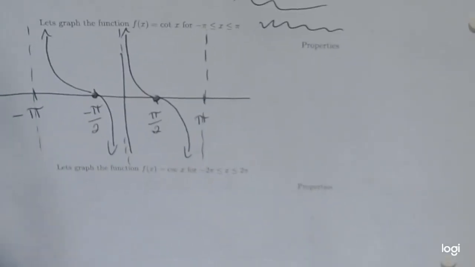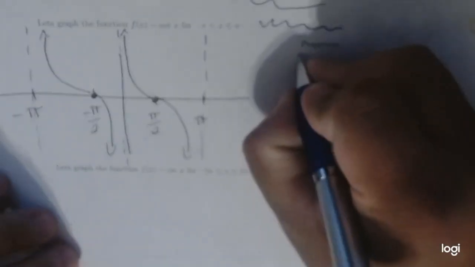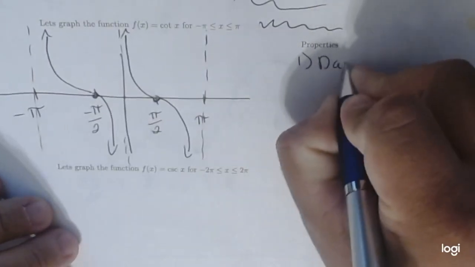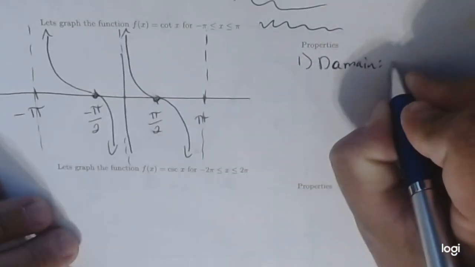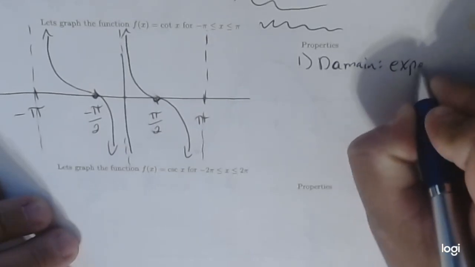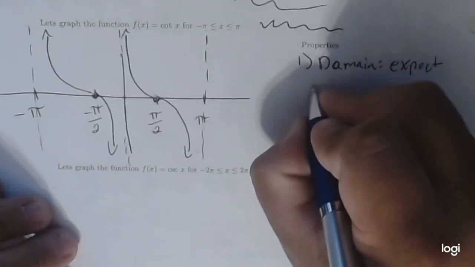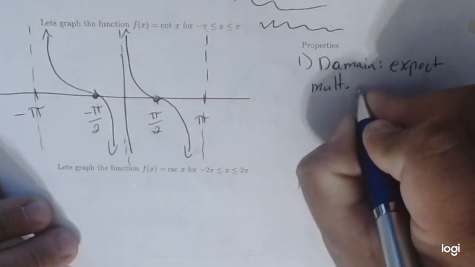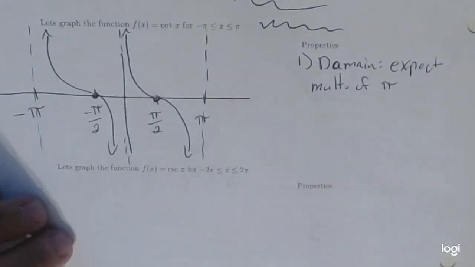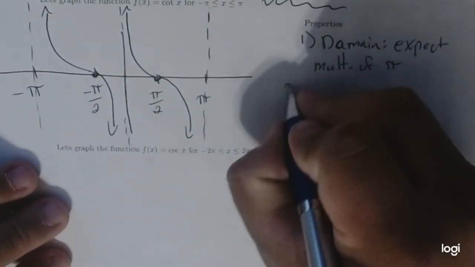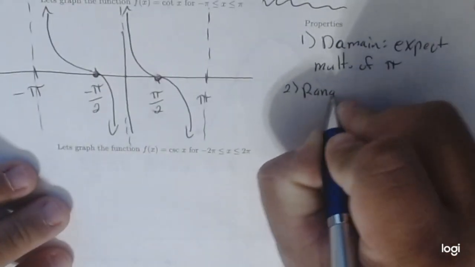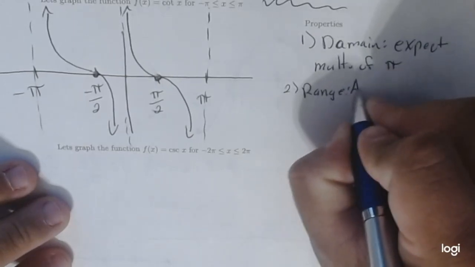Okay, so same thing when it comes to a couple properties. It's almost identical when it comes to cotangent. So the domain is all real numbers except multiples, and this time pi. Right, so 2 pi, pi, 3 pi, 4 pi, 5 pi are all undefined. 2, the range is the same, all real numbers.